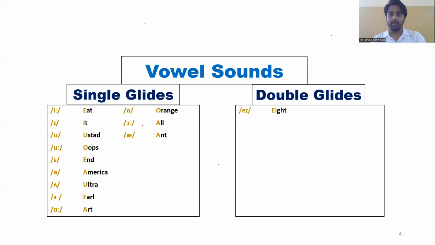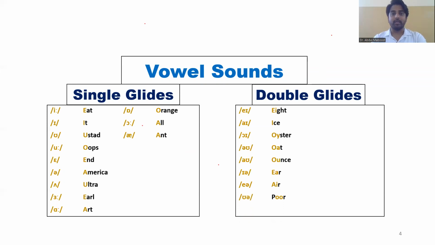Now come to the double glide sounds, which are diphthongs. A sound, as in the case of eight. Then I sound, as in eyes. Then oi sound, as in oyster. Then ow sound, as in out. Then ow sound, as in the case of ounce. Then ear sound in ear, and air sound, as in air. Fine. And the last one here on the right side, poor sound, as in the case of poor.